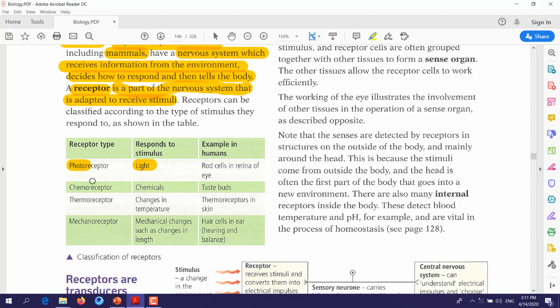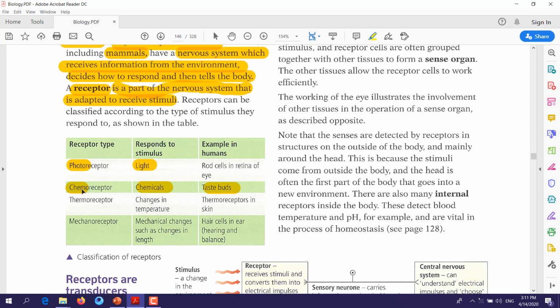Then another example of a receptor, chemoreceptor. Chemo means chemicals. So it responds to a chemical stimulus. Example, taste buds. What do you mean by it? Our tongue is covered with taste buds. So how can we detect the taste of food? By taste buds.